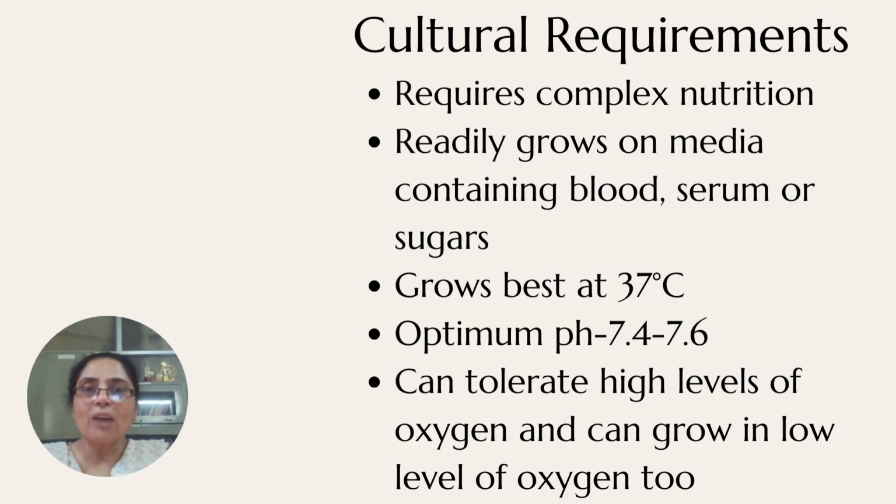Now, how can it be cultured? The cultural requirement which it needs to grow in the media is complex nutrition. So it grows readily if the media is containing blood, serum, or sugars. That means it grows on enriched media. It's good even on chocolate agar, and it can be grown at 37 degrees centigrade with the optimum pH 7.4 to 7.6, and it can tolerate oxygen since it is a facultative anaerobe. It can grow in absence as well as in presence of oxygen.